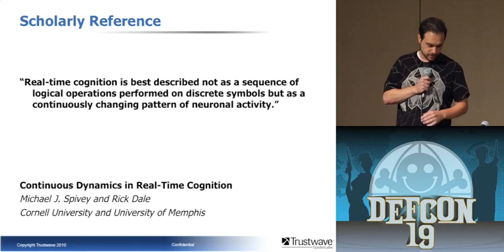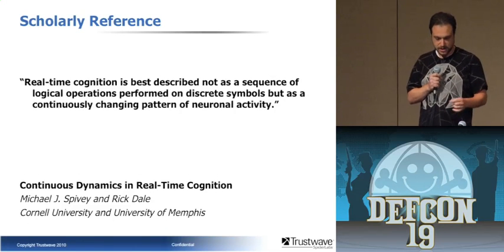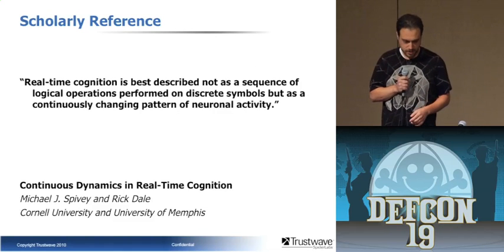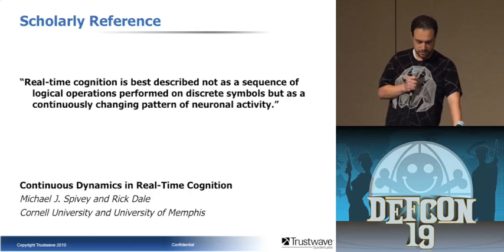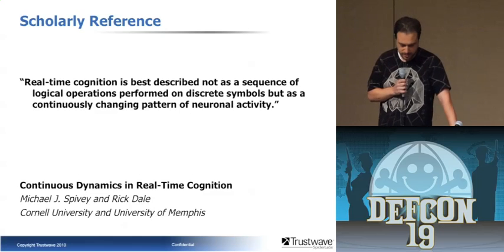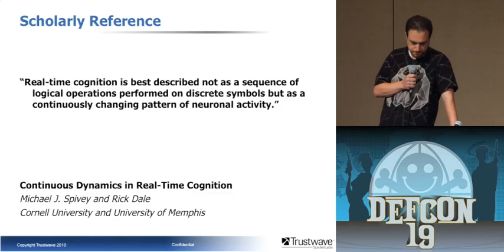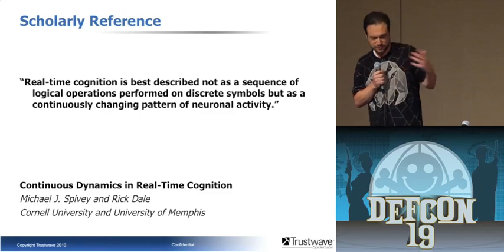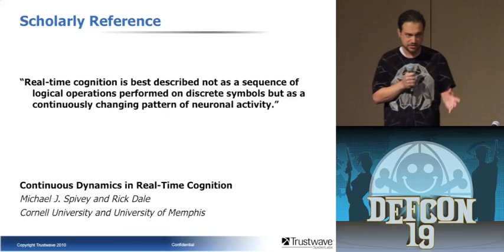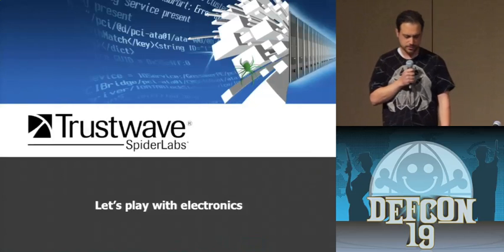Here's the scholarly reference that I think means what I think I'm talking about: real-time cognition is best described not as a sequence of logical operations performed on discrete symbols, but as a continuously changing pattern of neuronal activity. This is Michael Spivey, who got cited at DEF CON, and Rick Dale of University of Memphis and Cornell University. What I take away from that is it's a flow. It's not so much that you stop doing something. It's not chunked up like general analysis is. It's more like this flow, a tie-in to human stuff. So with that, that's enough of that. Let's play with electronics.